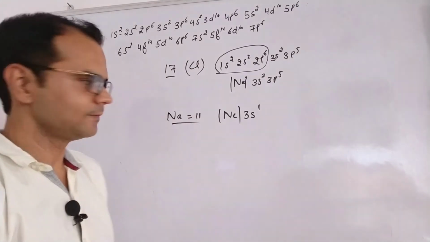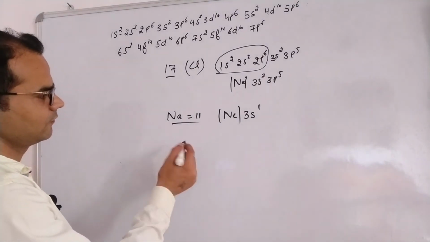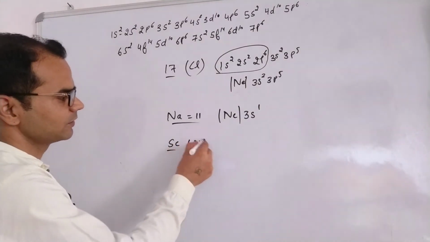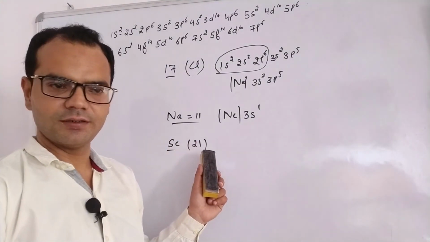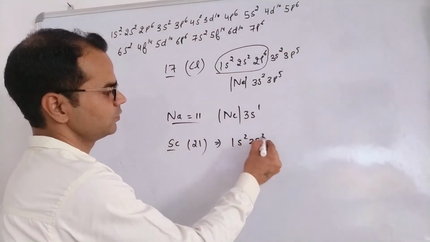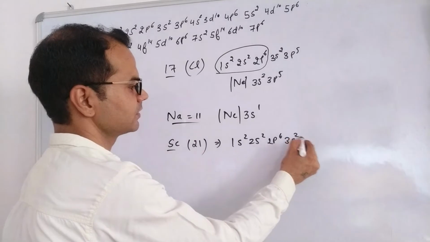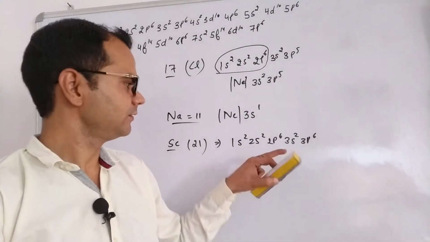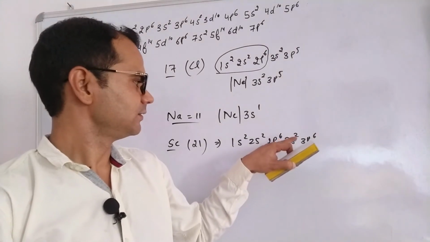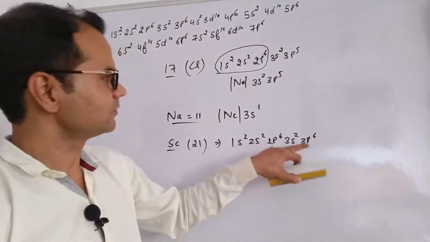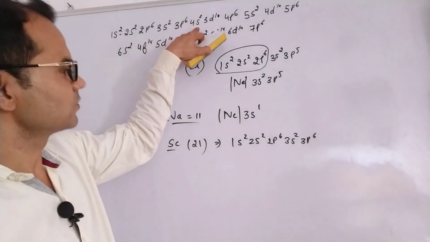Clear? One more example. For example, we have to write the electronic configuration of scandium, atomic number 21. First the complete configuration: 1s2, 2s2, 2p6, 3s2, 3p6. We can see 18 electrons are filled: 2, 4, 10, 12 and 18. We need 3 more electrons. So after 3p6 we come to 4s2.